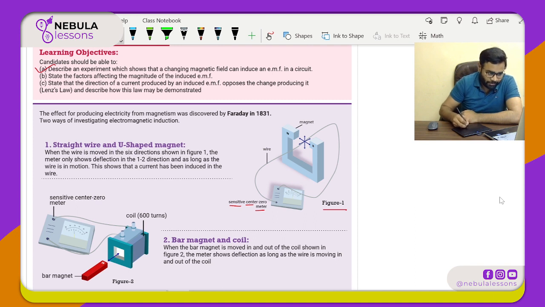So if there's no current, it will be indicating zero, and if there's current flowing in one direction, it will be deflecting on one side. If the current flows in the opposite direction, it will be deflecting on the other side.